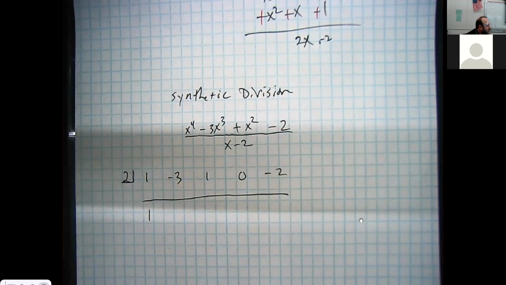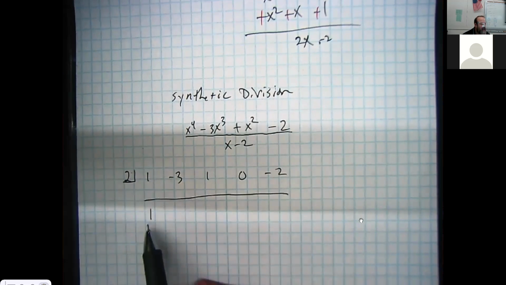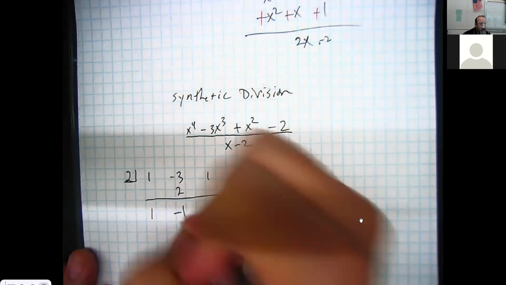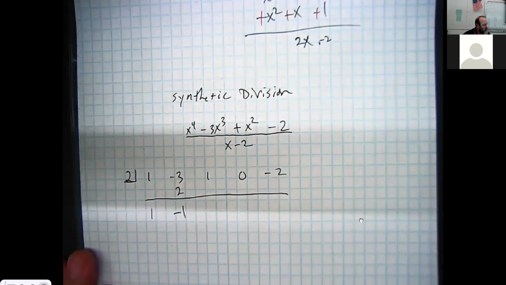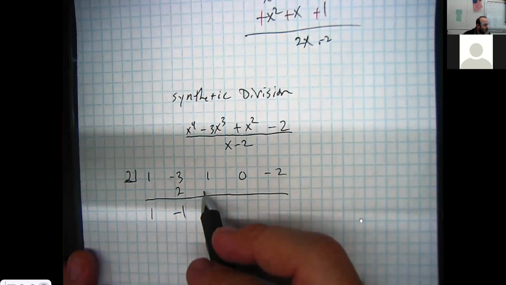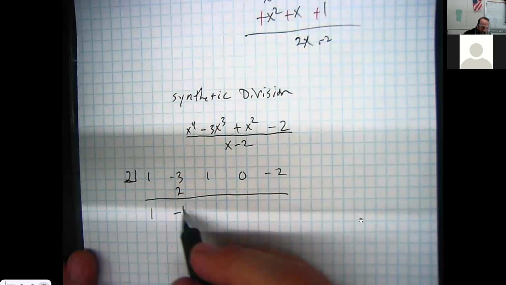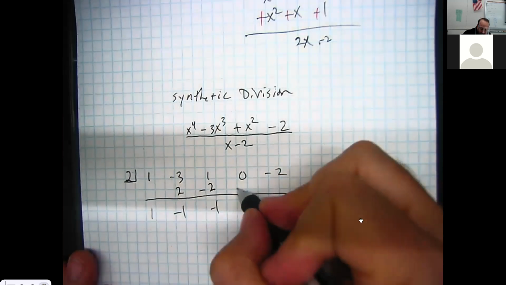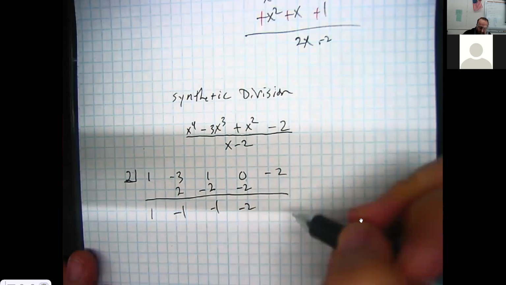Do you guys remember doing this a little bit? And then you would take 2 times 1. What's 2 times 1? 2. You add down, you get minus 1. You guys remember doing this, I think? I hope so. What's going to go right here? 2 times negative 1 is going to be negative 2. You add down. You multiply, you get that.